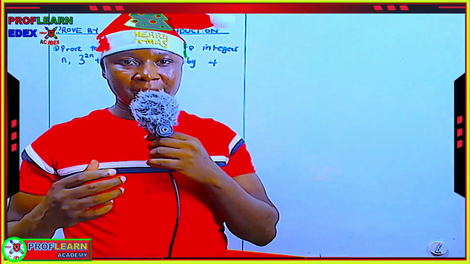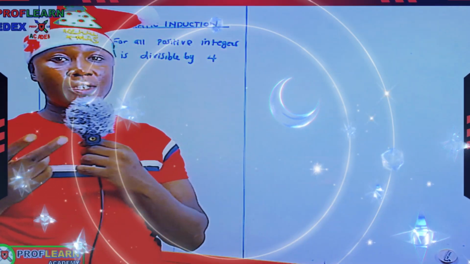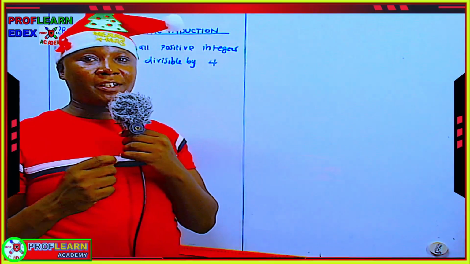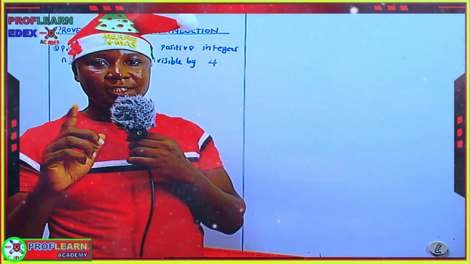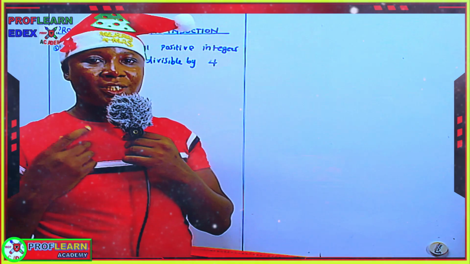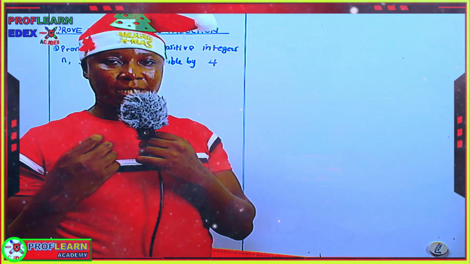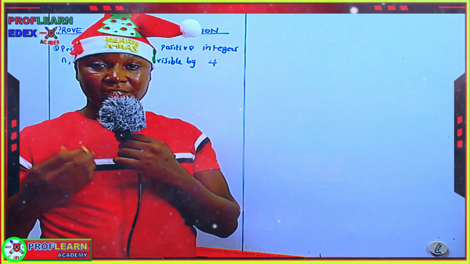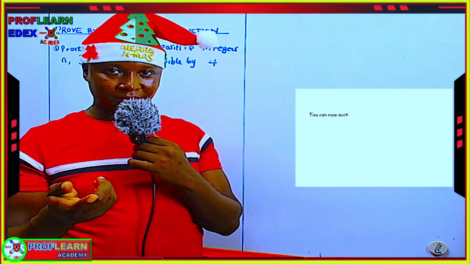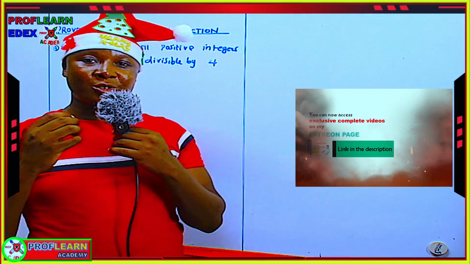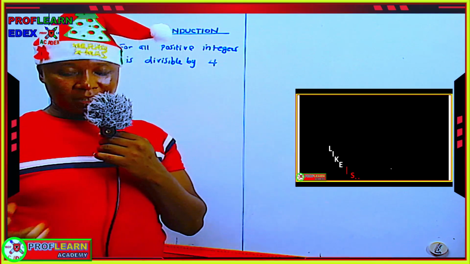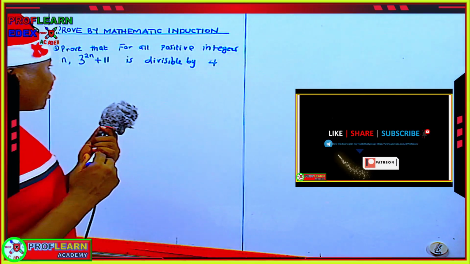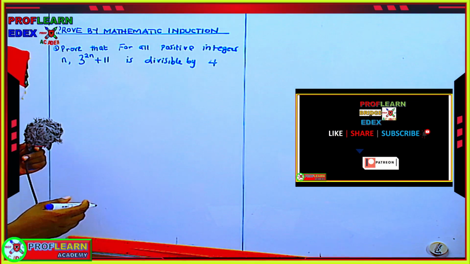To prove a statement by the principle of mathematical induction, you're going to follow 3 key steps. Step number 1, you check whether the expression you're given is true for n equals 1. Then the second step, which we call the assumption step, whereby you assume that if it was true for n equals 1, then it's going to be true for n equals k. Then to confirm that, you check if it's true for n equals k plus 1.